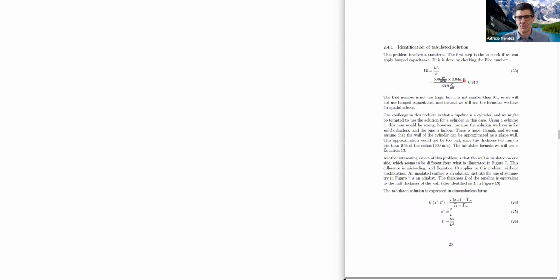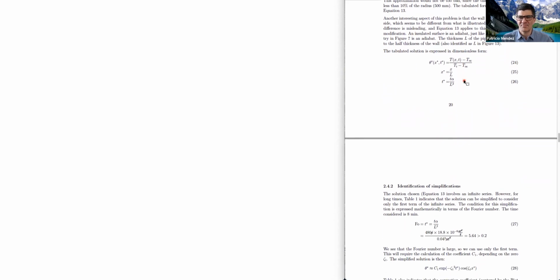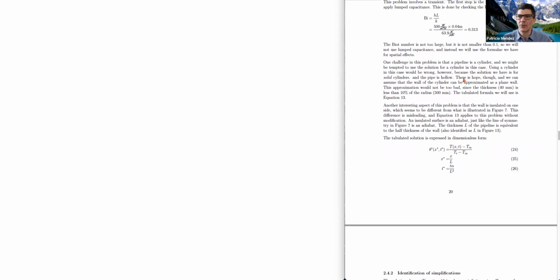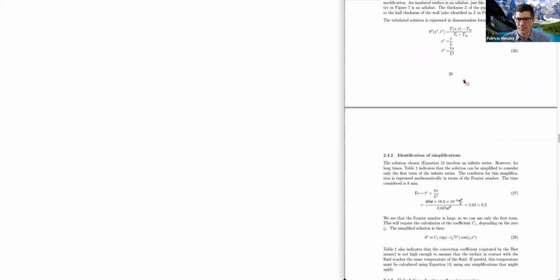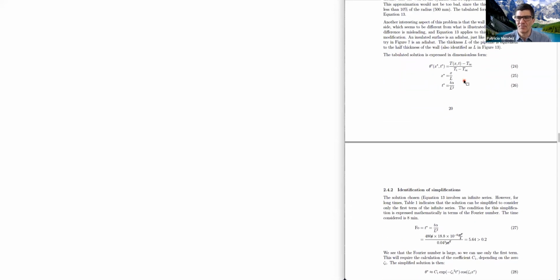So this is the Biot number. So we know it's not too small and not too big. It's kind of a Goldilocks thing, and in this case, Goldilocks is bad for us. But Fourier number, where do we do Fourier number? Okay, here.